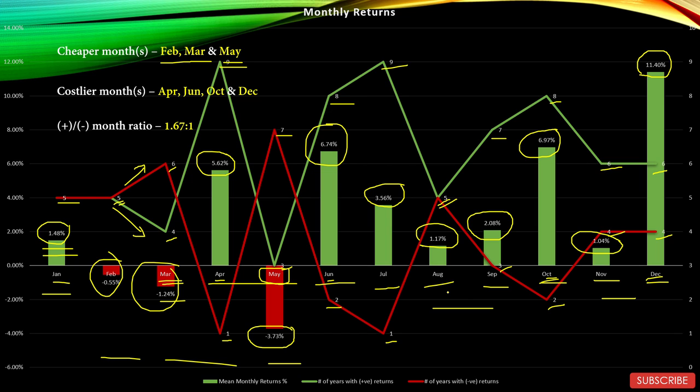Finally, let's see the positive to negative month ratio. This is 1.67 to 1, which is not bad at all. This means 1.67 positive months against every one negative month in the last 10 years, that is, in the last 120 months. So, not bad at all. This is at least a good point in this graph. That is all from my side in this graph.